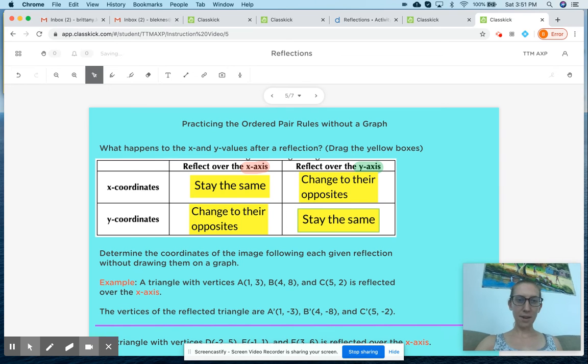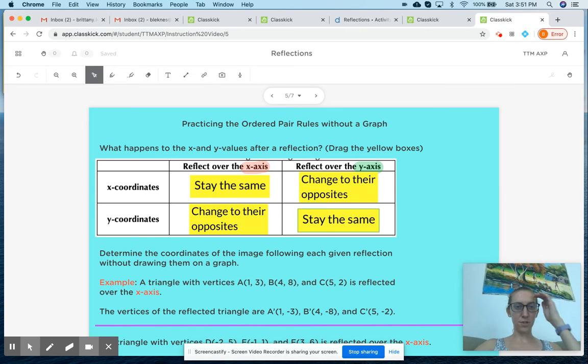Okay, so in thinking about that, now determine the coordinates of the graph following each reflection without drawing them on a graph. So a triangle with vertices blah, blah, blah, blah, blah is reflected over the x-axis. Check up here, reflecting over the x-axis. That means the x coordinates are going to stay the same.